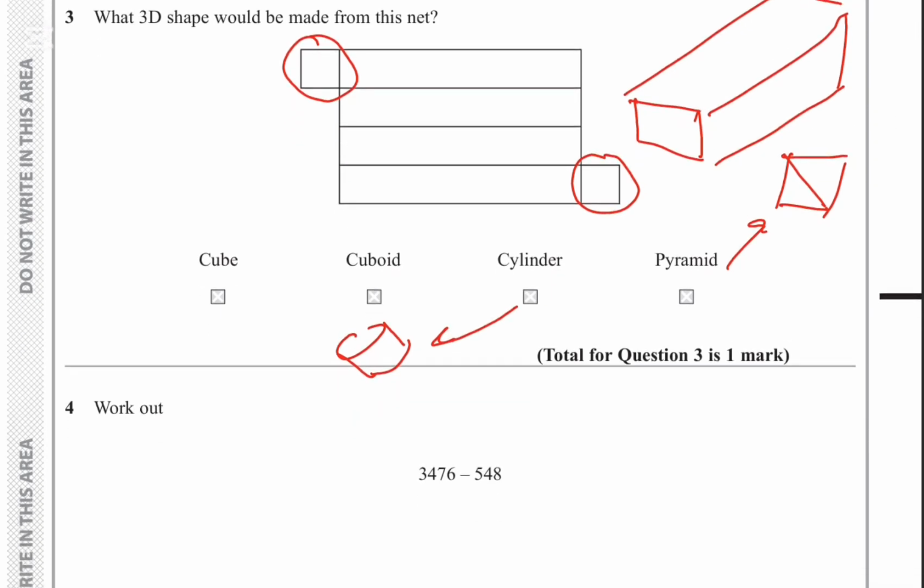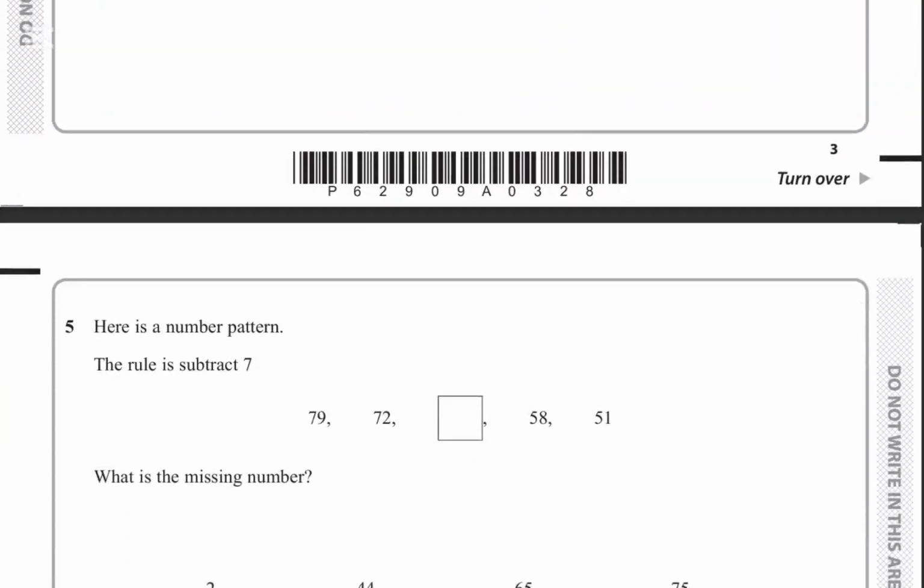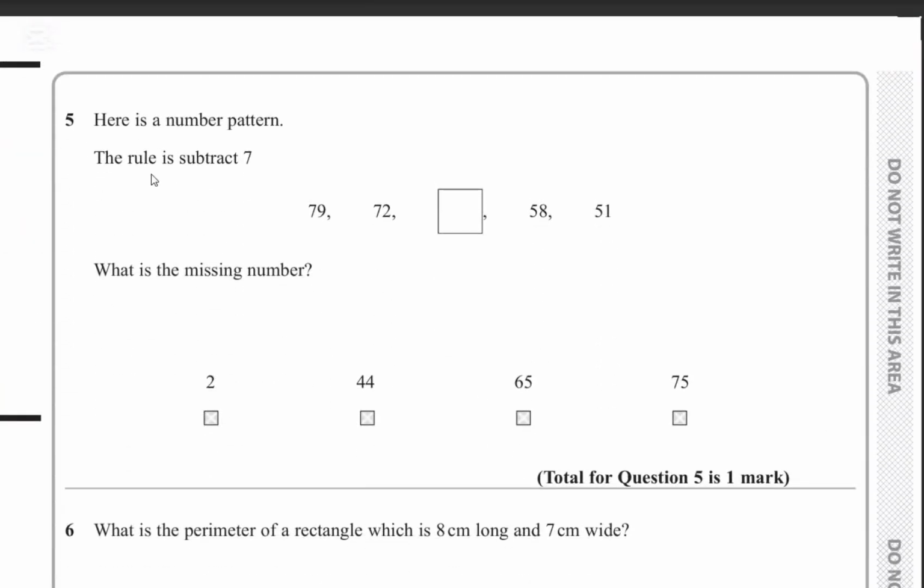So now this is subtraction. This is normal subtraction. The rule is subtracting 7. That means each time we have to subtract 7 to know the next number. So if I want to know this number here, I just have to subtract 7. 72 minus 7, that's 65. So here's the answer.